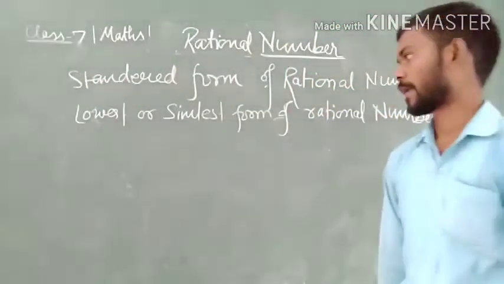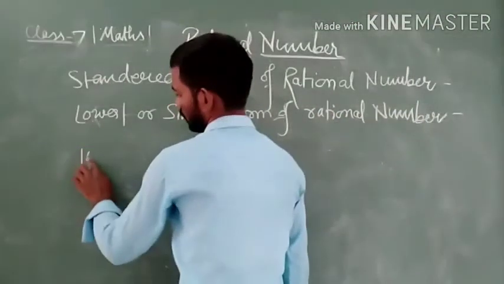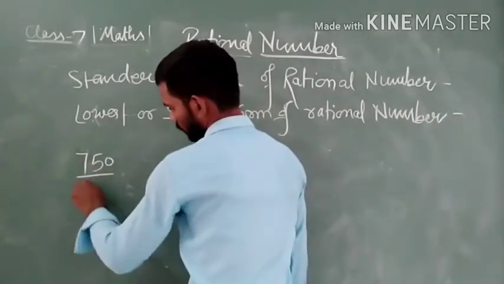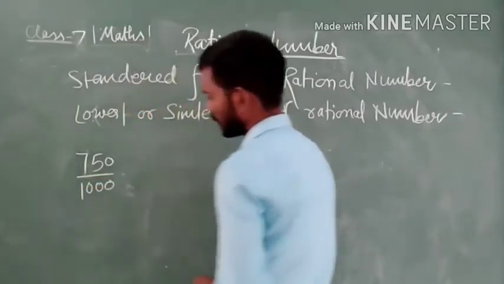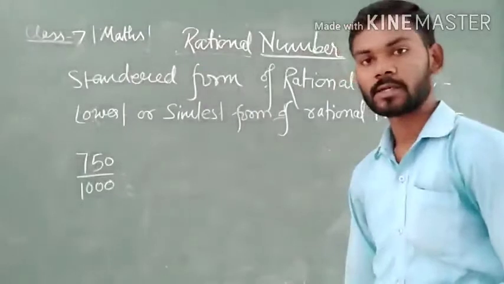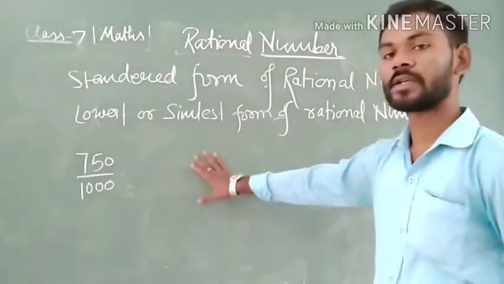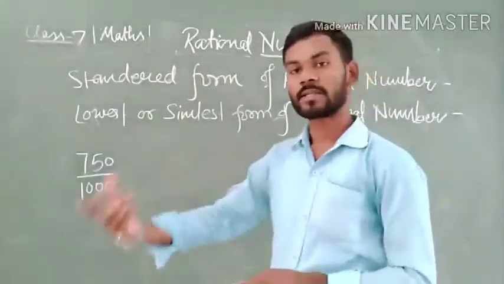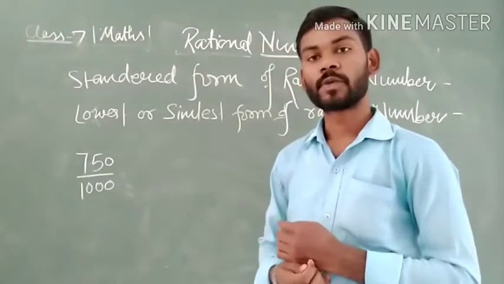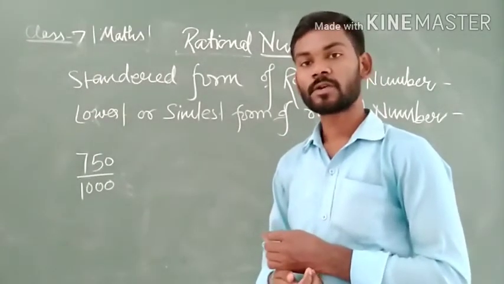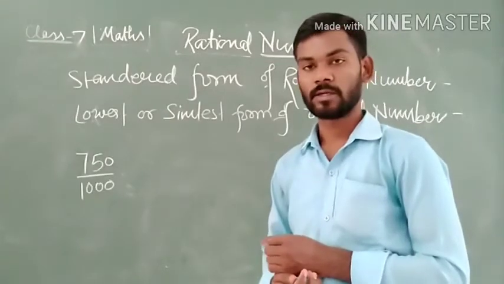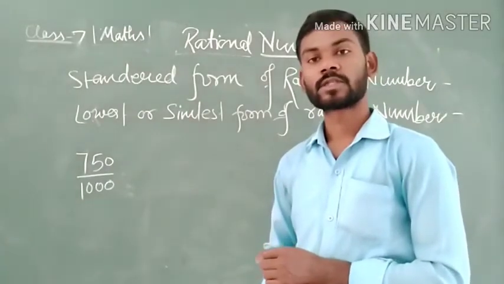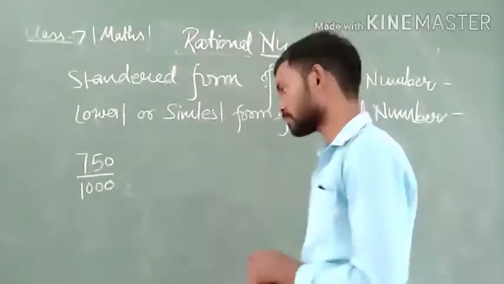I am talking here about the fraction. If we are given 750 upon 1000, then you can see that there are some common factors in the numerator as well as in the denominator, so that they become cancelled out, and finally we get a result which does not contain any common factor, and that form of the fraction we will call the standard form of rational number.